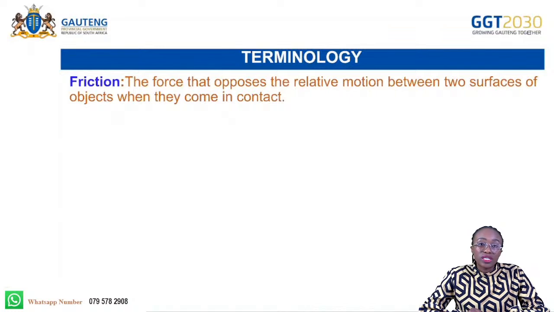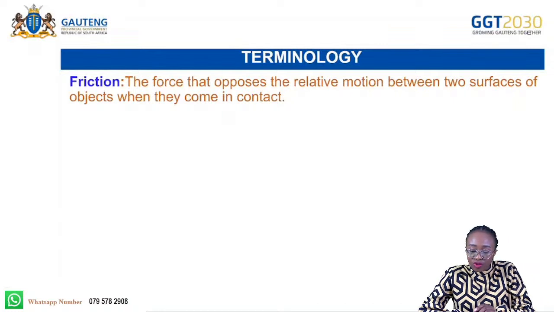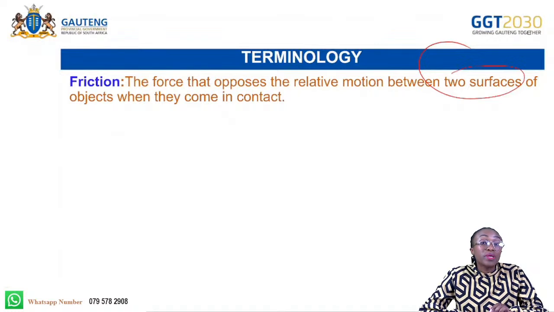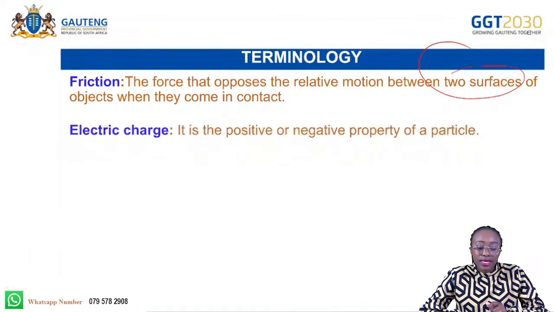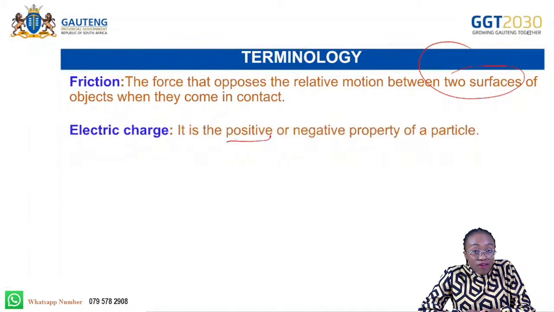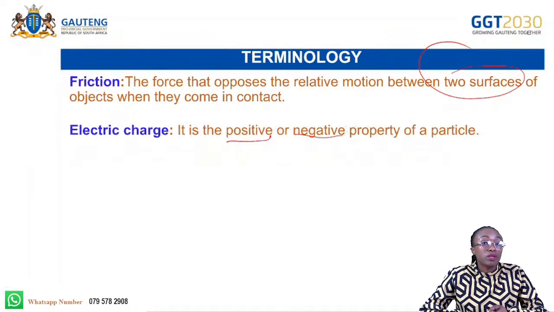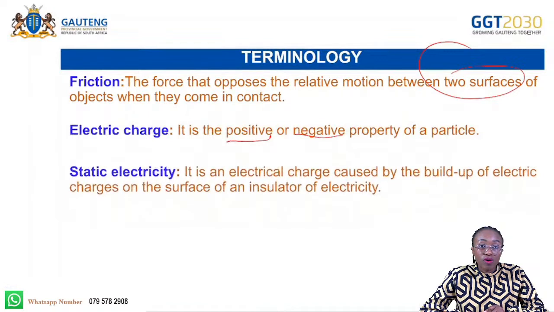What is friction? Friction is the force that opposes the relative motion between two surfaces of objects when they come into contact. The second term is electric charge. Electric charge is the positive or negative property of a particle.